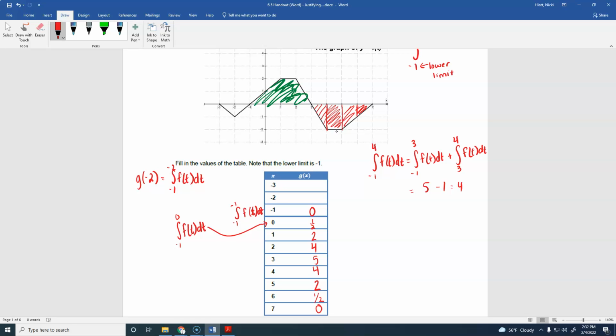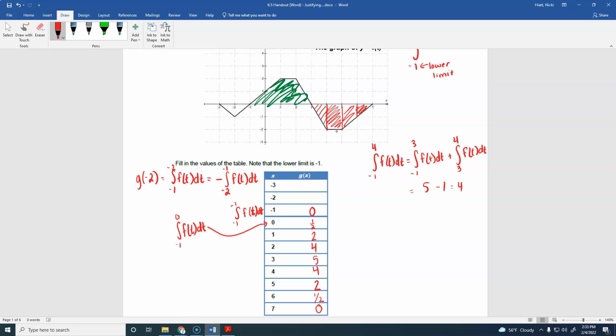So the problem with this is my lower limit's not really my lower limit. My lower limit is really my upper limit because it's my highest number, right? So I can rewrite this like so. I can put the lowest one on bottom and the highest one on top, like this. But if I do that, I've got to change the sign.